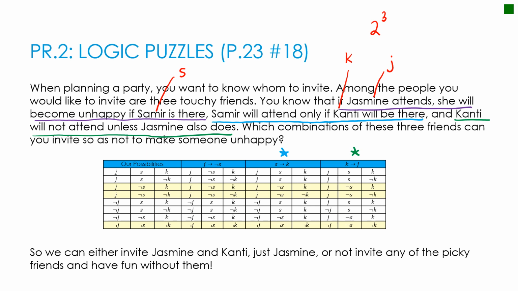I had J, S, K, and obviously this one was not S, and so we were done. Here I had J, S, not K, and right away we can see we've got a problem using the information that's given.